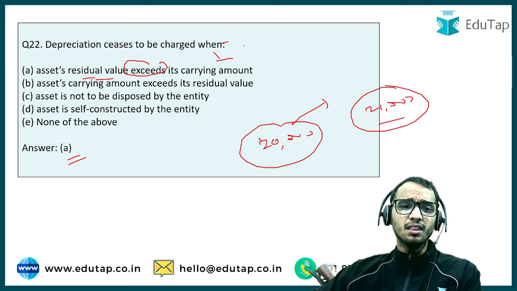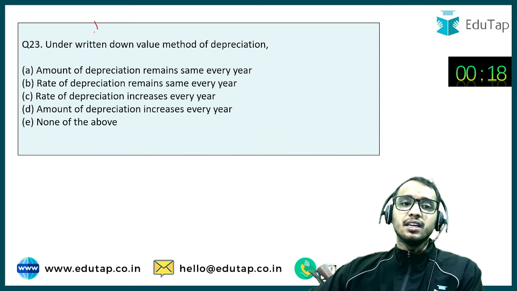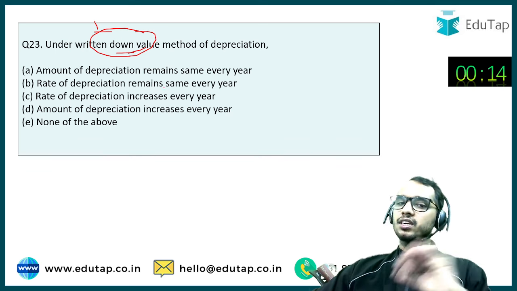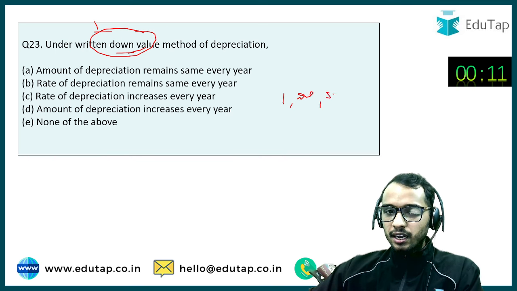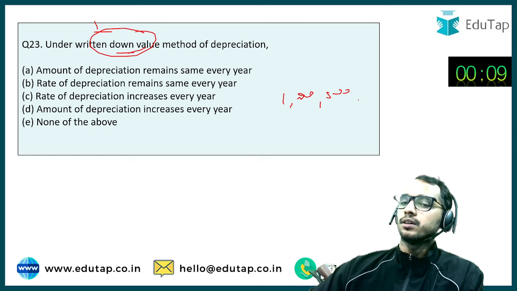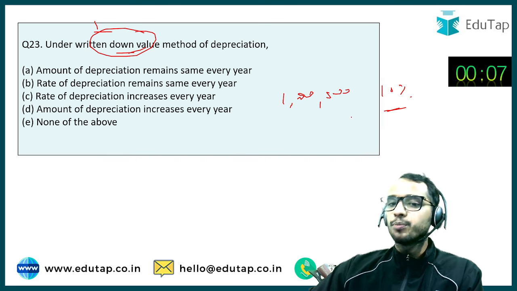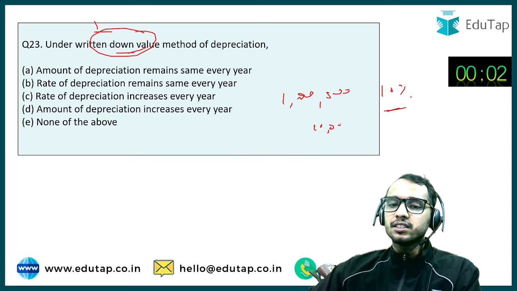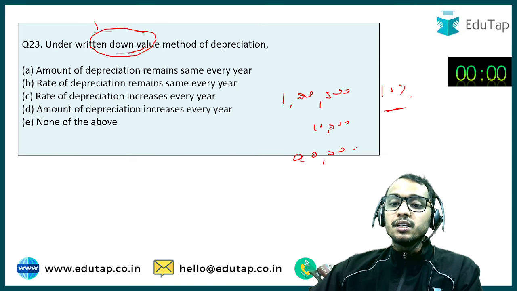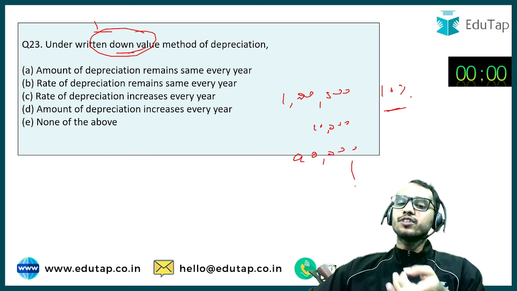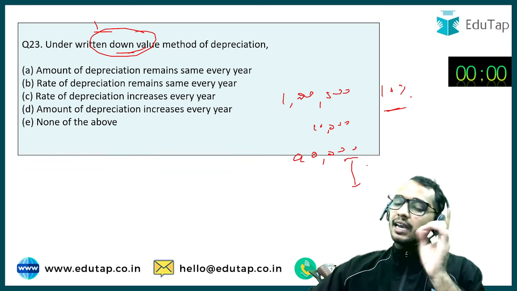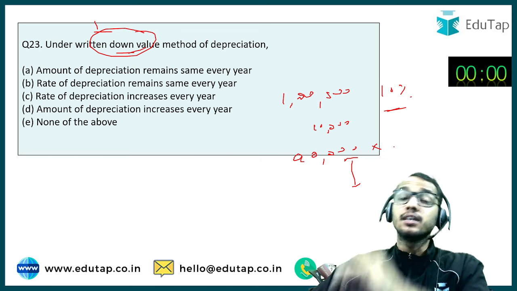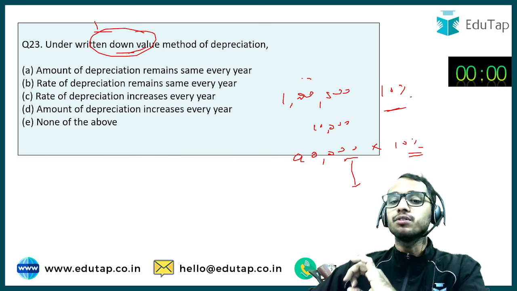Okay, now question number 23, under written down value method. Now we have talked about the straight line method. I'll give you the example for the written down value method as well. Again, the machinery cost is 1 lakh rupees. You are charging depreciation 10%. So after 1 year, you are going to charge 10% as your depreciation. Then your carrying value will be 90,000. Now again for second year, you are again charging 10%, but you are going to charge 10% on 90,000, not on the 1 lakh rupees.